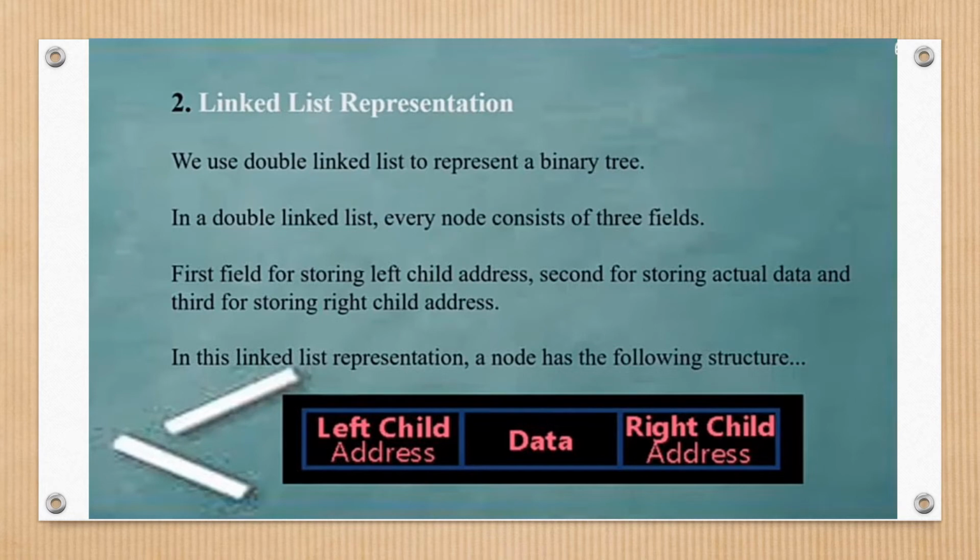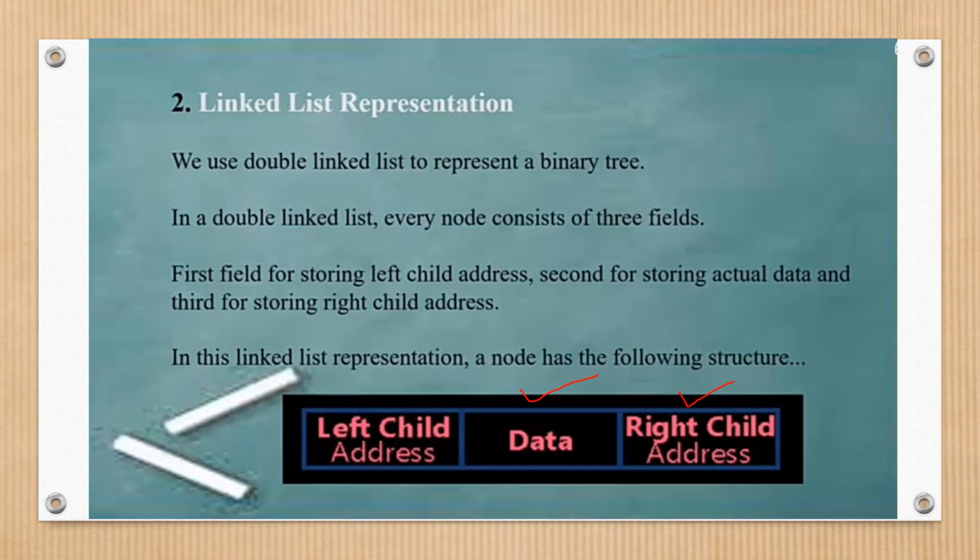Next representation is linked list representation. We use a double linked list to represent a binary tree. One part is for data, another is for the left child, and another is for the right child. This double linked list contains three parts. First one is for the left child address, second one is for the data value, and third one is for the right child address.